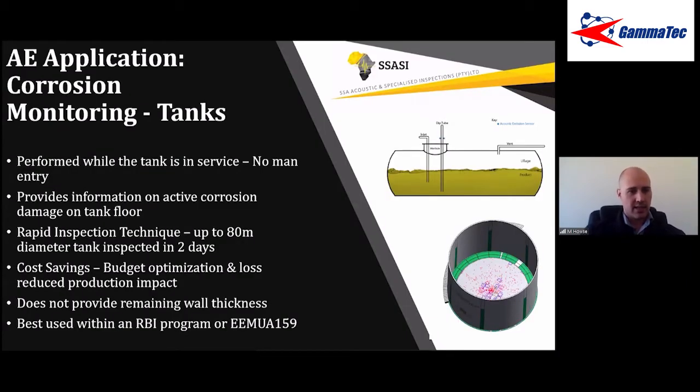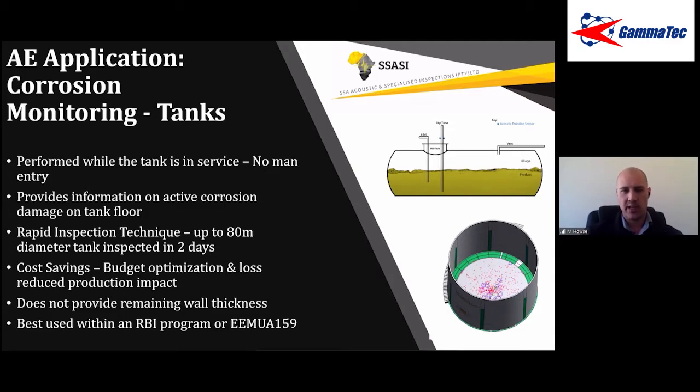Move on to the second application, which is corrosion monitoring. This can be performed in service. It provides active corrosion data, and we can inspect very large tanks in a very short time period, up to 110 meter diameter tanks. Underground storage tanks we can also inspect using this method. It does not provide the remaining wall thickness though.